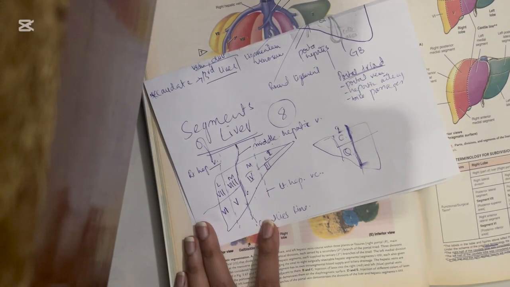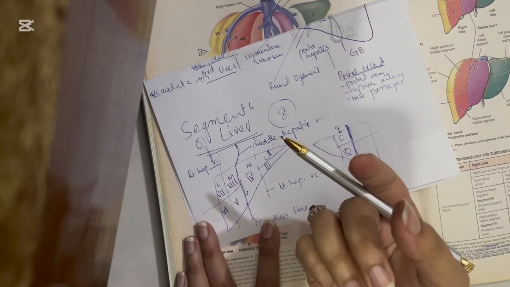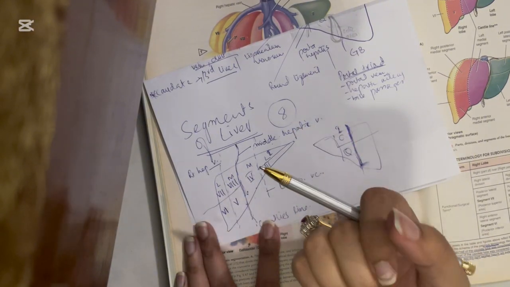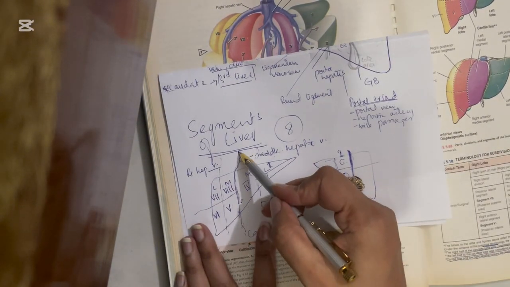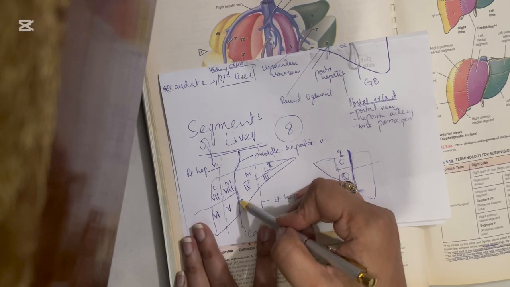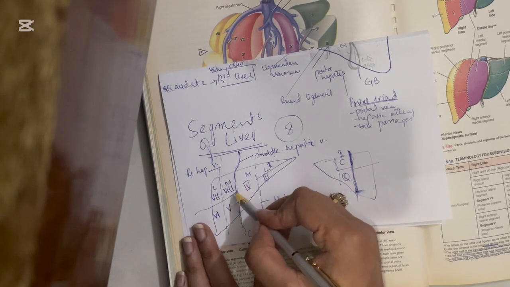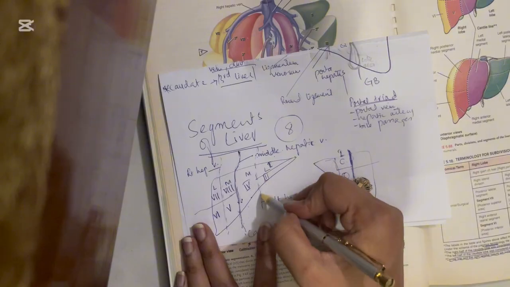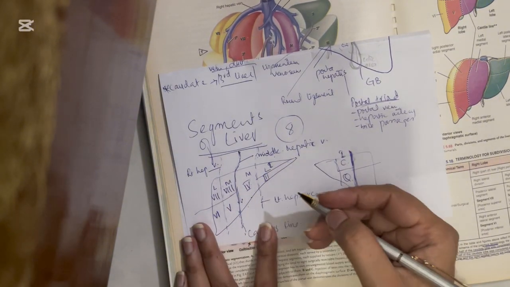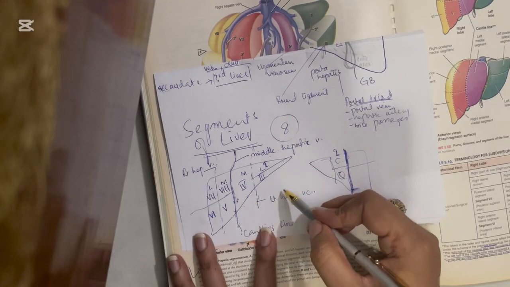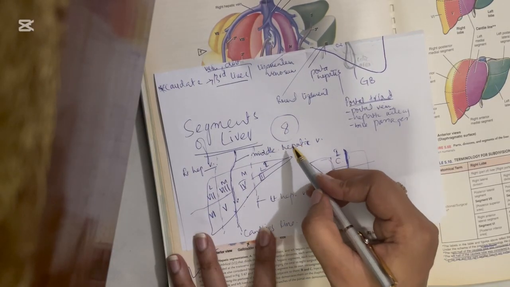Now each segment has its own portal vein, hepatic artery, and bile duct. So the primary main portal fissure has the primary division of the portal triad, the secondary one has the secondary division of the portal triad, and the tertiary one has the tertiary division of the portal triad. So this is how we divide the liver into 8 segments.